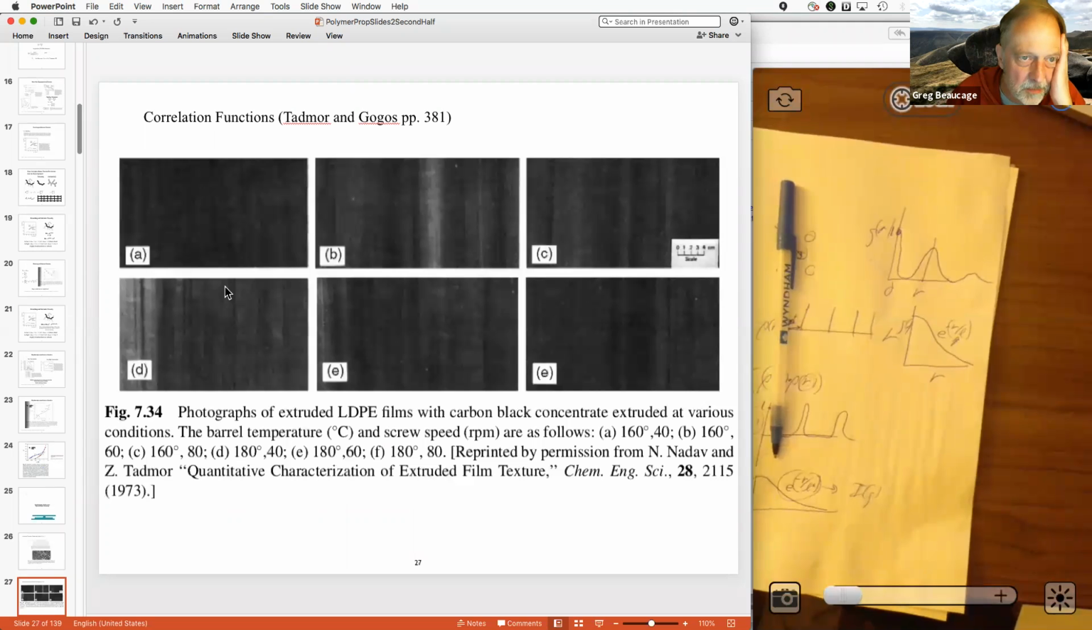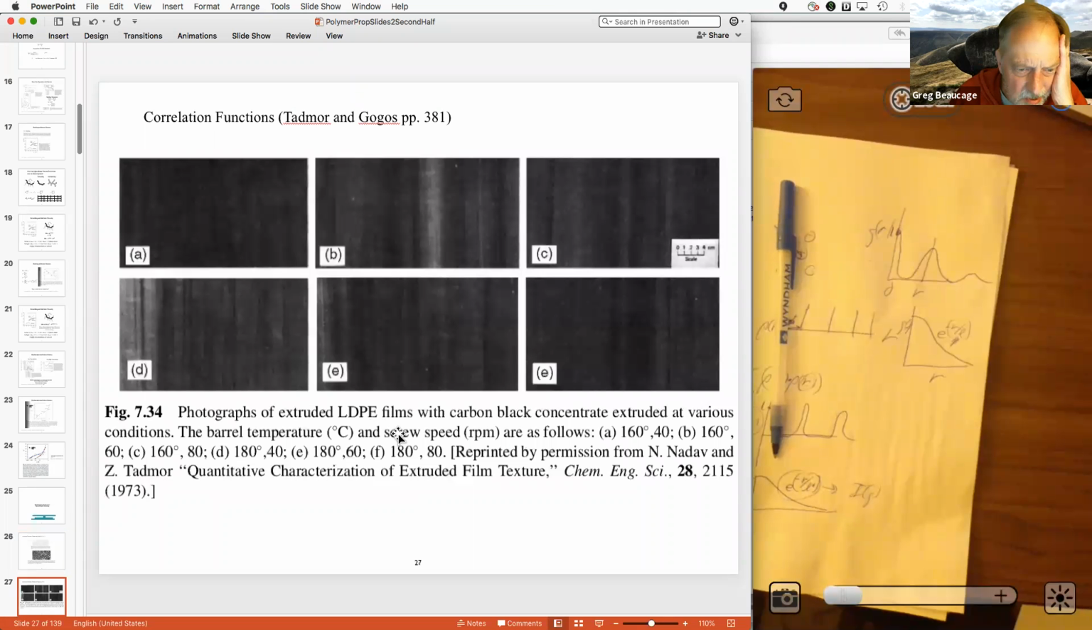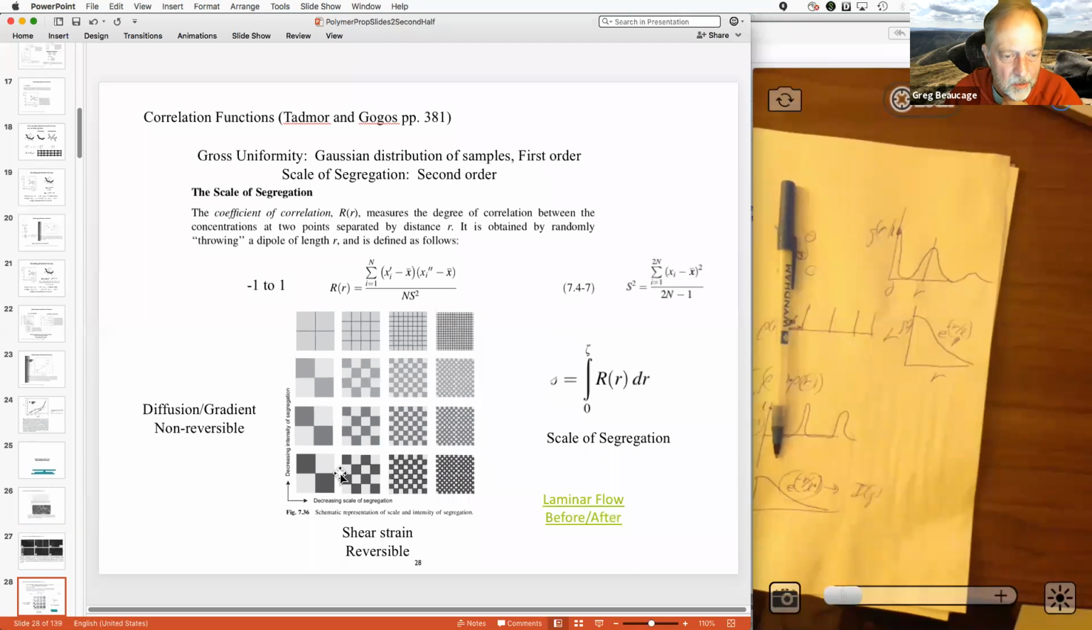So there are different kinds of mixing. These are from this book, Tadmor and Gogos, Polymer Processing. It's on the webpage, and this is typical for polymer mixing. You put carbon black into low density polyethylene, and then you get these streaks. There's a gradation across this. They're using different extrusion rates and temperatures. You can see there's a gradation of mixing. This is kind of a map by Tadmor of how to do that.